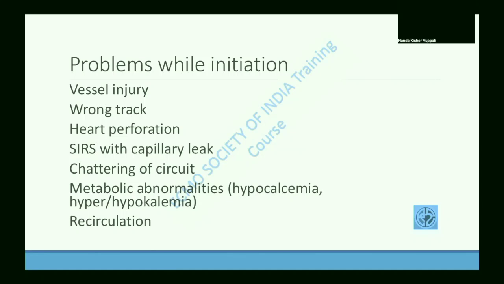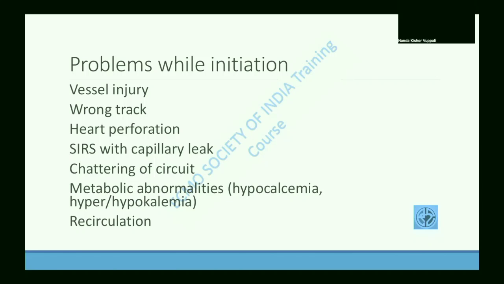Once the patient goes on ECMO, there is a risk of systemic inflammatory response because of the non-endothelial surface of the ECMO circuit. And then one can get into capillary leak, and you would need a lot of fluids to fill that capillary leak. If the patient is already septic and in a capillary leak situation, going on ECMO may make things worse, and you would need a lot of fluids to compensate for that.